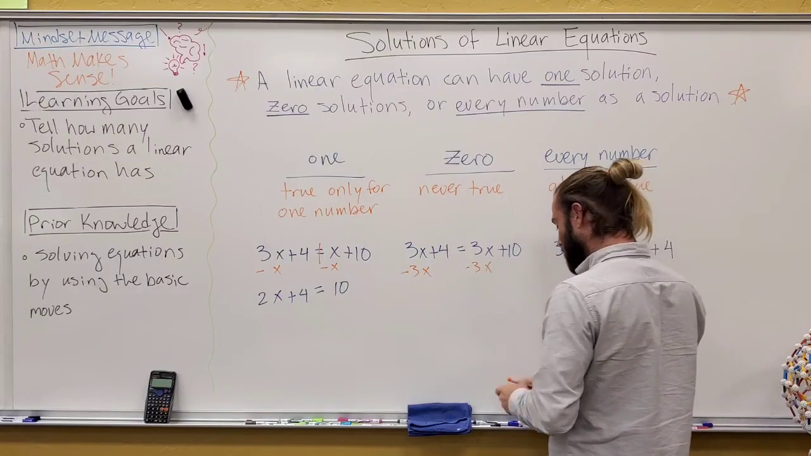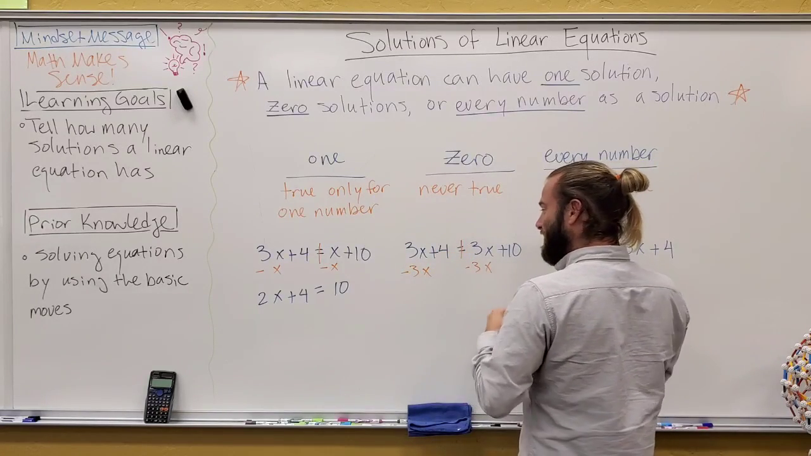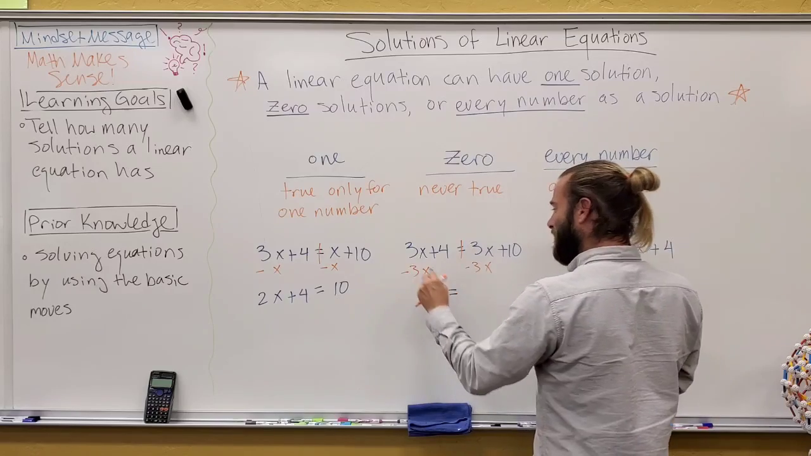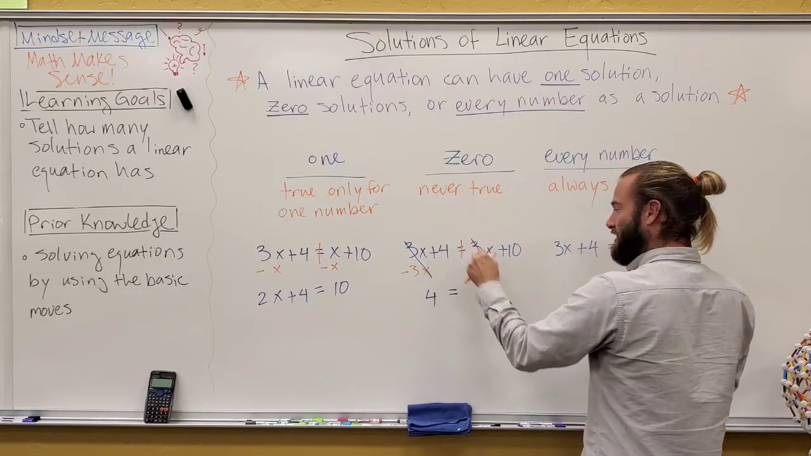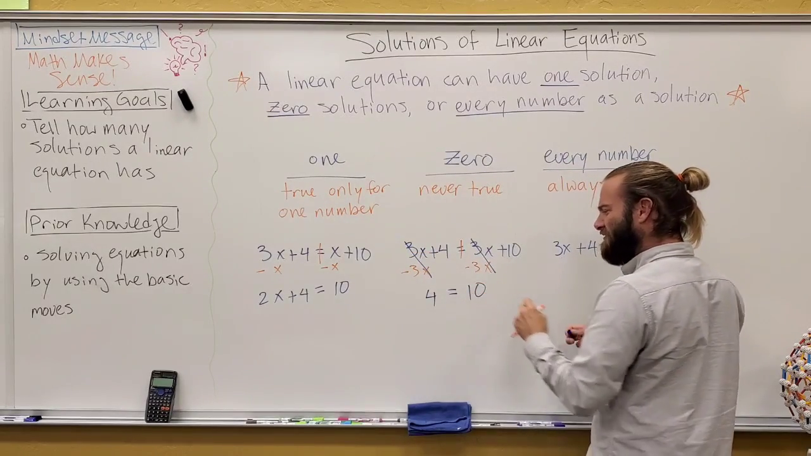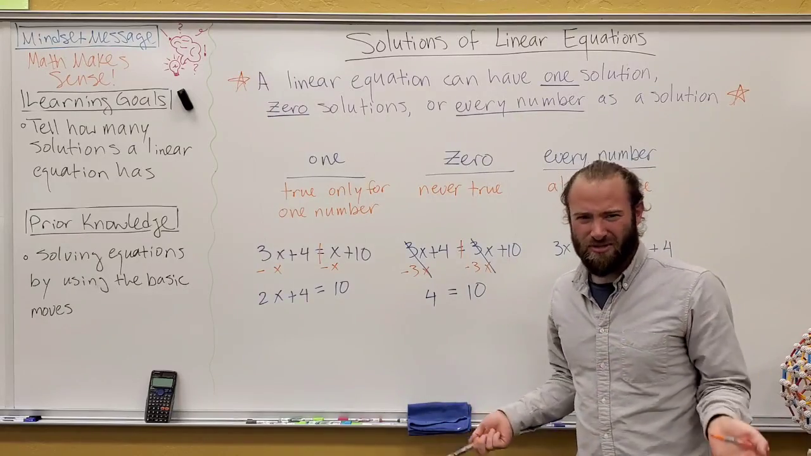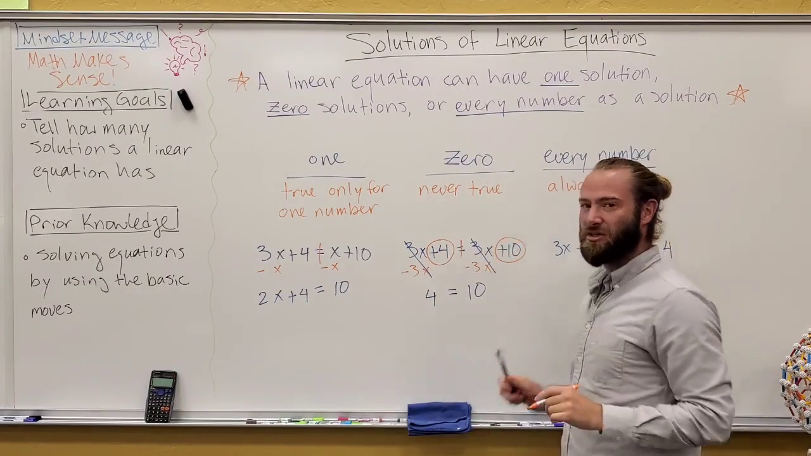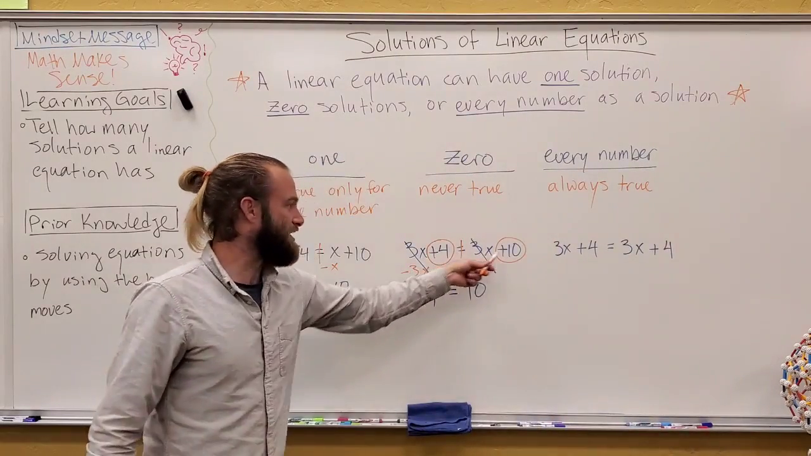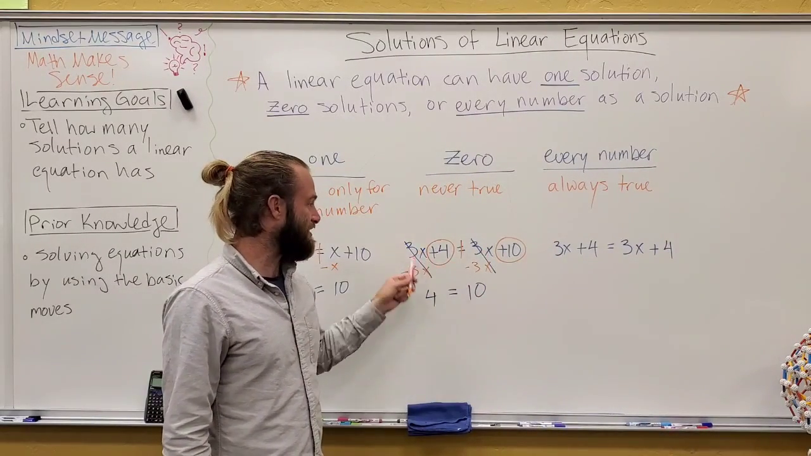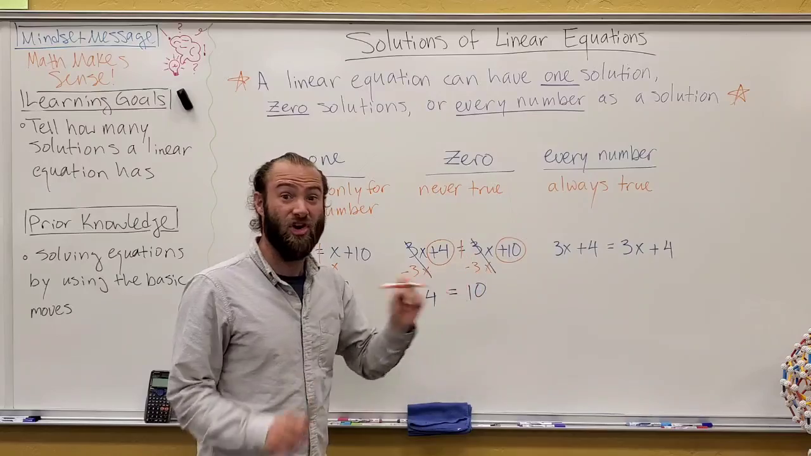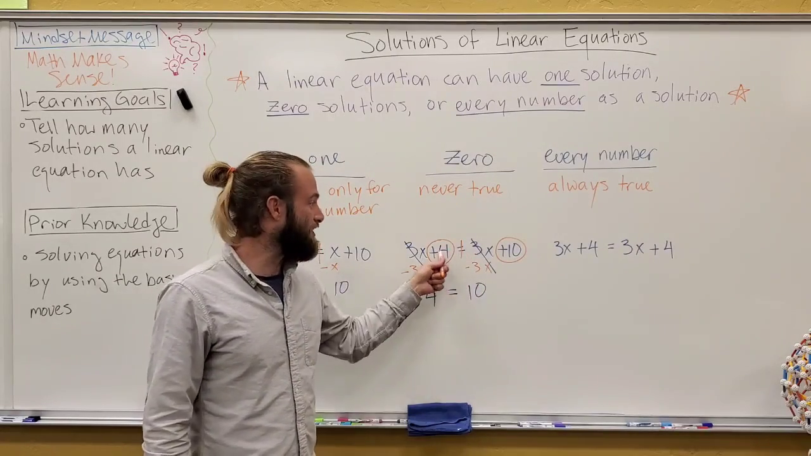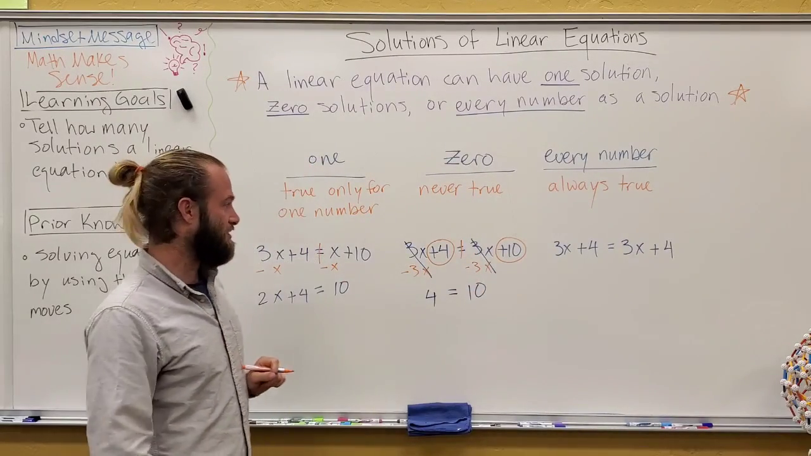you would get 4, because these cancel out, and so do those, and it would lead to 4 equals 10. But of course, that can't be true. So you can realize just by looking at the original equation that it's always out of balance, no matter what x is, because the 3x pieces are identical to each other, but the other piece is not identical.